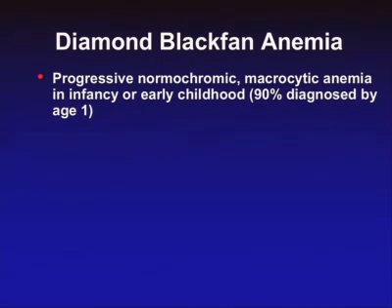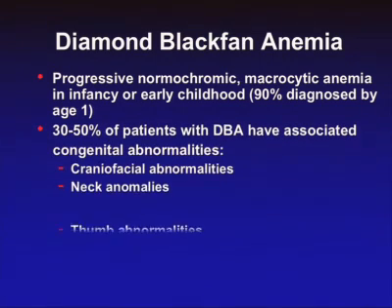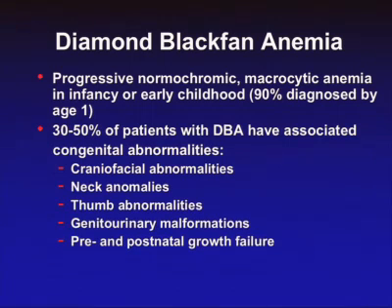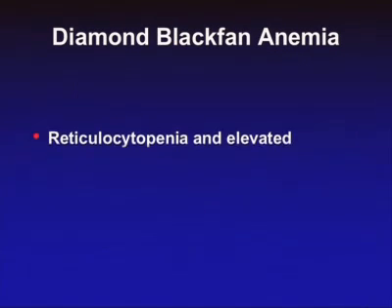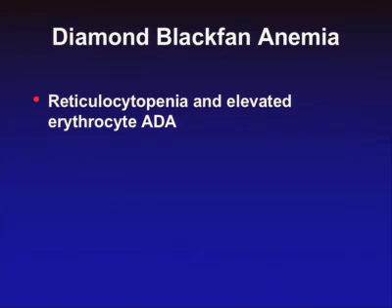Diamond Blackfan, on the other hand, this is a progressive normochromic macrocytic anemia detected usually in infancy or early childhood. By far, the majority of these kids are diagnosed by age 1. Many of them have some physical anomalies, as with a lot of the congenital marrow failure disorders that we see, like Fanconi anemia, for instance. This is why you have to do a good physical examination, right? Some of these kids will have some physical anomalies that will point you in that direction. Some of them don't, I will say. The few Diamond Blackfan kids I've had over the years, none of them have had any other physical anomalies.